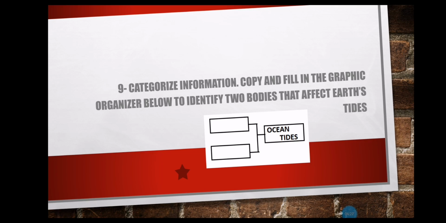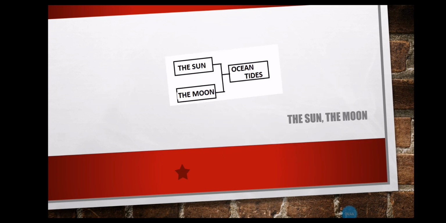Number 9, categorize information. Copy and fill the graphic organizer below to identify two bodies that affect Earth's tides. So, what are the two bodies that affect Earth's tides or ocean's tides? They are the sun and the moon.